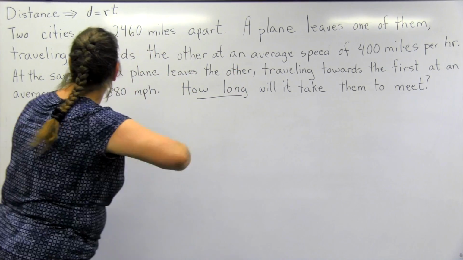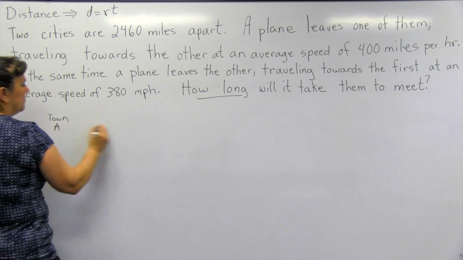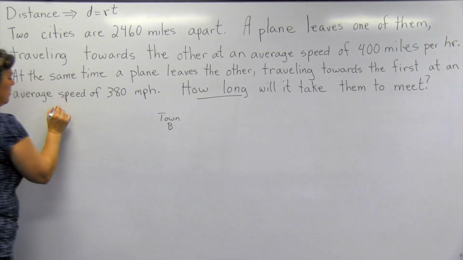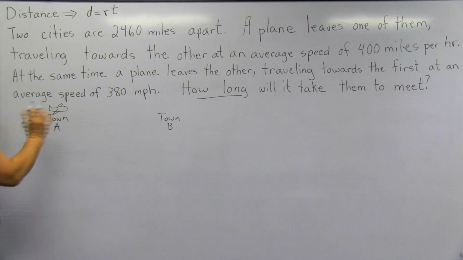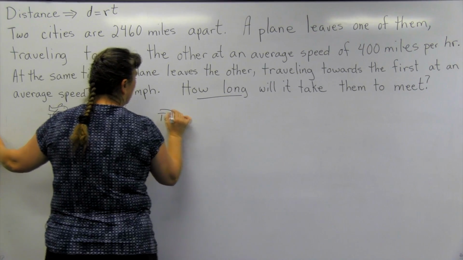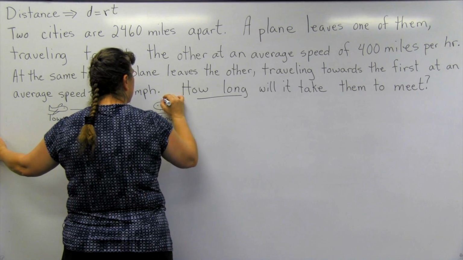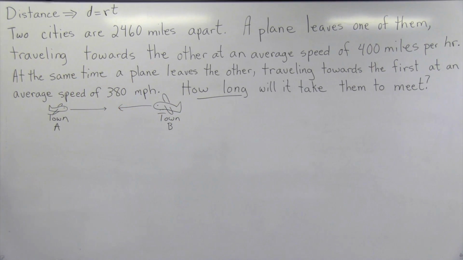So let's draw that picture. We have town A and we have town B. And we have the plane. We're going to put some wings on our plane. This plane is traveling towards town B. And we have a plane over here. And this plane is traveling towards town A. Is that right? Do we got the picture right, guys? Yeah, we do. We got that picture right.